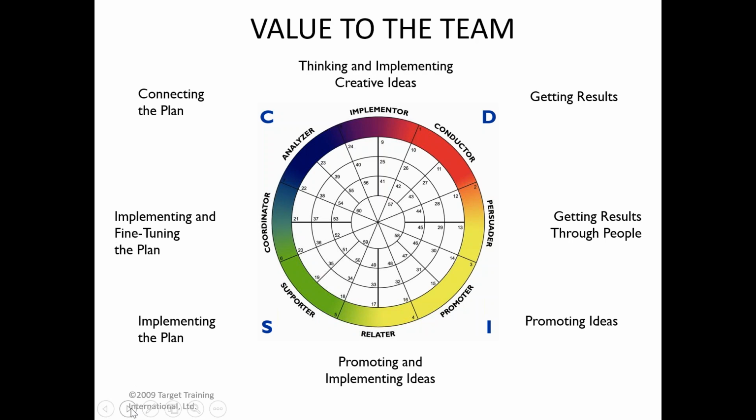Now, this is the value that specific dimensions bring to the team. So when you're in a situation where you are needing to share what your value is to the team, you can use these adjectives to enhance and heighten your candidacy. So a high C connects with the plan. A high S likes to implement that plan. The relator likes to promote those ideas along with the I. And then the persuader gets results through people. And then D loves getting results.